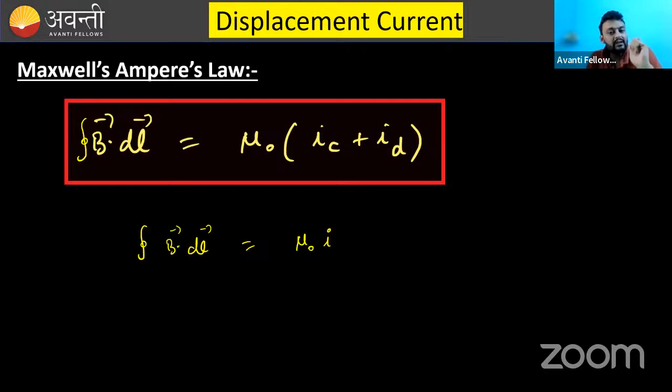Now, Maxwell suggested that for Ampere's law to be consistent in every situation, we must add a term which is nothing but the displacement current. So he corrected it, or you can say he added the displacement current in it. Mu naught and I were already there. He added the displacement current in it, and this is Maxwell's Ampere's law. So just remember the equation. This is Maxwell's Ampere's law. Moving further.